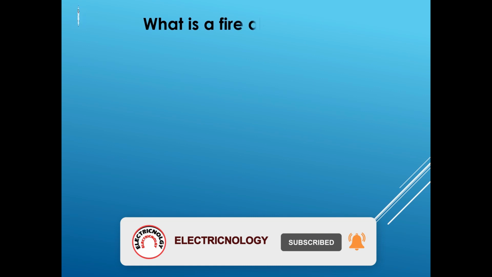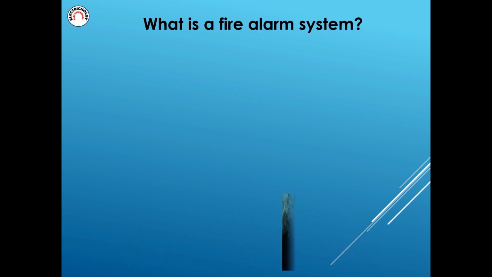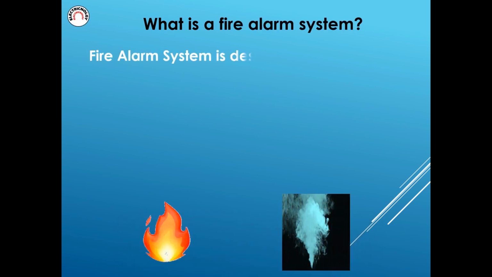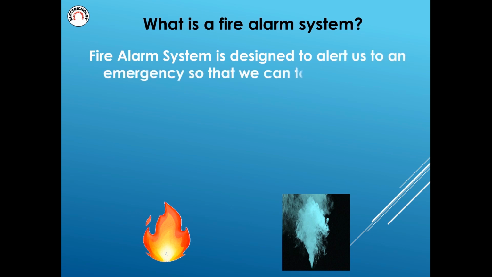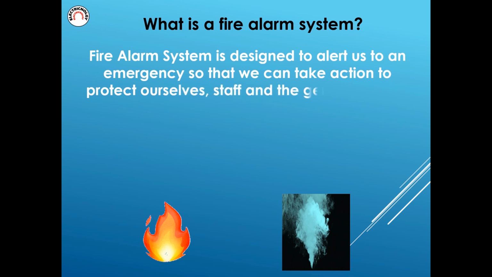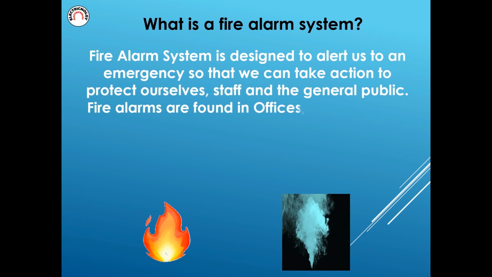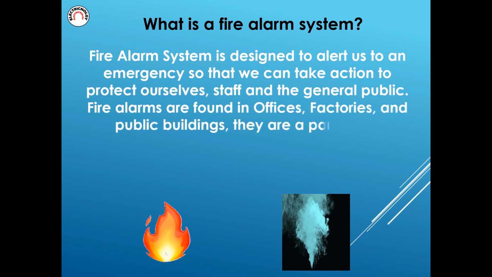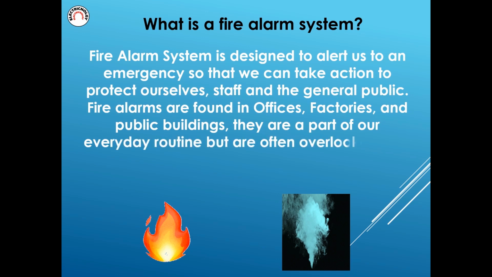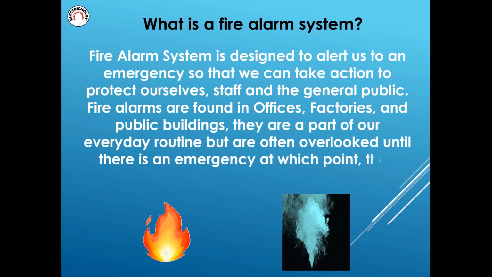What is a fire alarm system? A fire alarm system is designed to alert us to an emergency so that we can take action to protect ourselves, staff, and the general public. Fire alarms are found in offices, factories, and public buildings. They are a part of our everyday routine but are often overlooked until there is an emergency, at which point they might just save our lives.